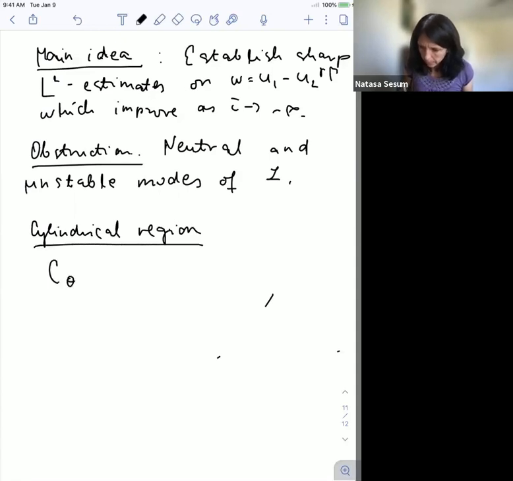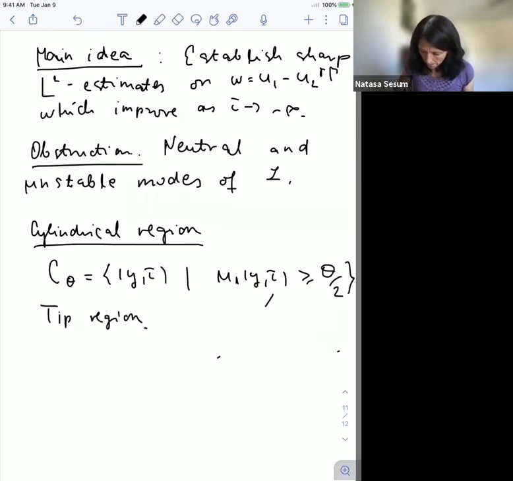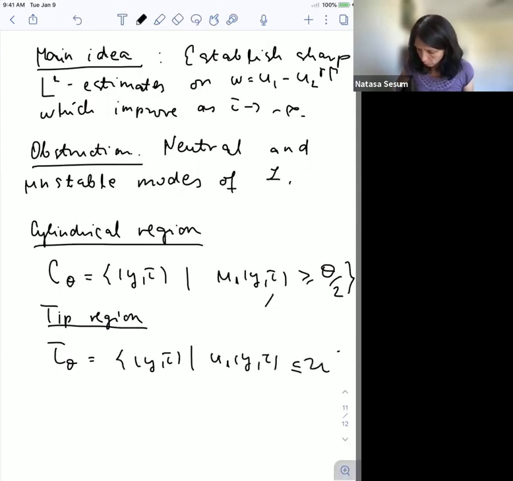Right, C theta, that's the set of (y, tau) so that U1 of (y, tau) is greater or equal than theta over 2. And the tip region, we have T theta, which is the set of all (y, tau) so that U1 of (y, tau) is less or equal than 2 theta. So you see that you have some overlap, right?